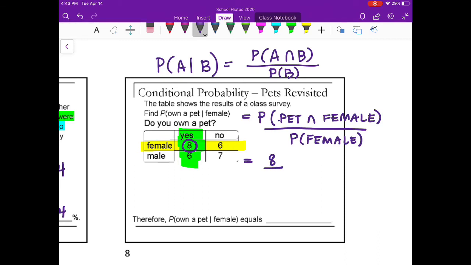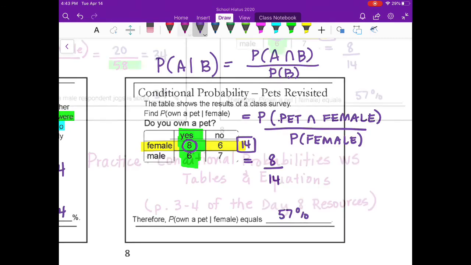And then the probability that a person in the whole survey is female is 14. There's a total of 14 females in the survey. So we'll divide to get 57% for the probability that a female respondent owns a pet.